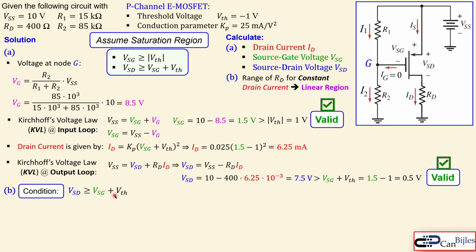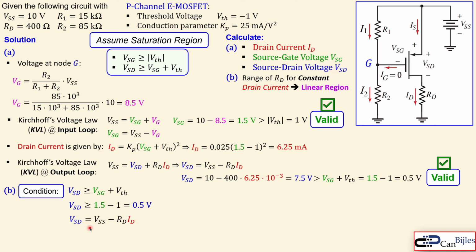So we only consider that condition VSD is larger or equal to the VSG plus V threshold, and that is then 0.5. That means the source to drain voltage must be above the 0.5. So if it is at the edge of 0.5, we are also at the edge of going to the triode region. So from the saturation or the linear region to the triode region.